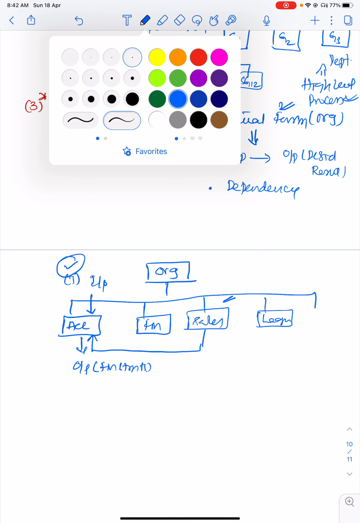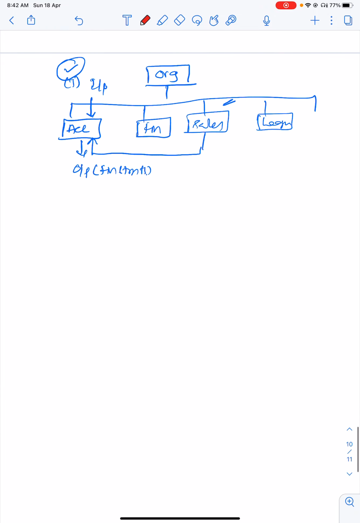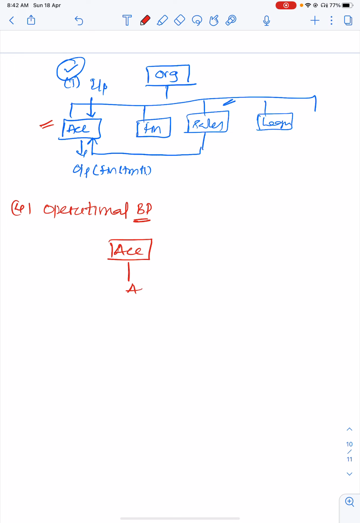And the fourth one is operational. Operational business process. So what do you mean by operational business process? You take each and every department, for example, accounts. In each department, we have to identify all the activities you have: activity 1, activity 2, activity 3, every activity you need to define. So activities and the relationship, relationships also we have to define.